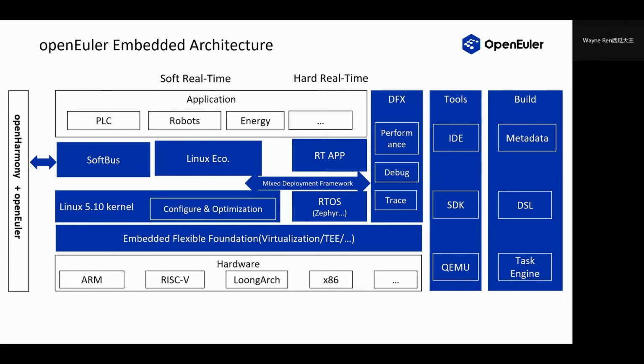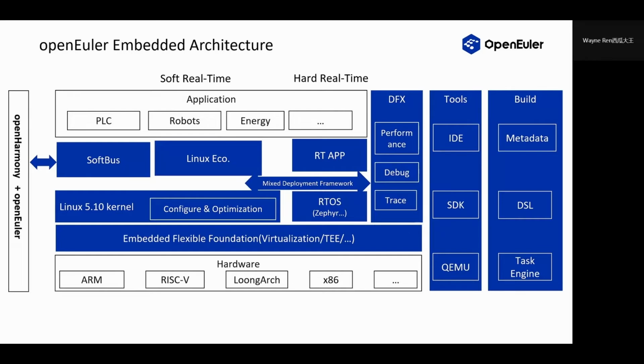Although openEuler Embedded shares a common Linux kernel with other scenarios in openEuler, it will have specific configurations, patches, and optimizations according to the requirements of embedded systems. For example, the RT-preempt patch, fine-grained configuration, and memory footprint optimization. For RTOS, there is no standard option, but here we chose Zephyr as openEuler embedded's good partner.